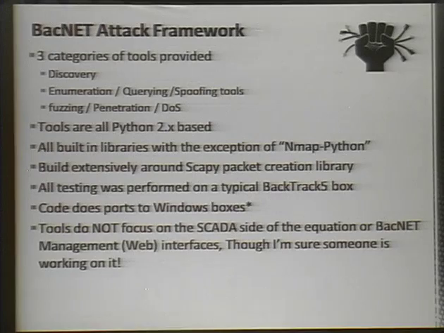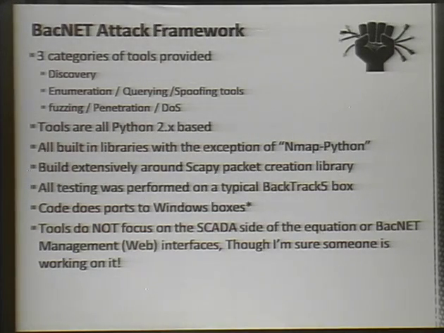All right, so the BACnet attack framework. I have a collection of tools that break down into three categories. The first one is discovery, the second is enumeration and querying, then some of the spoofing capabilities, and the last one gets a little bit more nasty. All these tools are done in Python 2.x. All of them use the standard libraries you would find on any BackTrack machine, with the exception of the Nmap Python library that you need to pull in. I did all this on a BackTrack machine, so I know it worked there. It works pretty well on Windows boxes. I'm trying to go as quickly as possible.